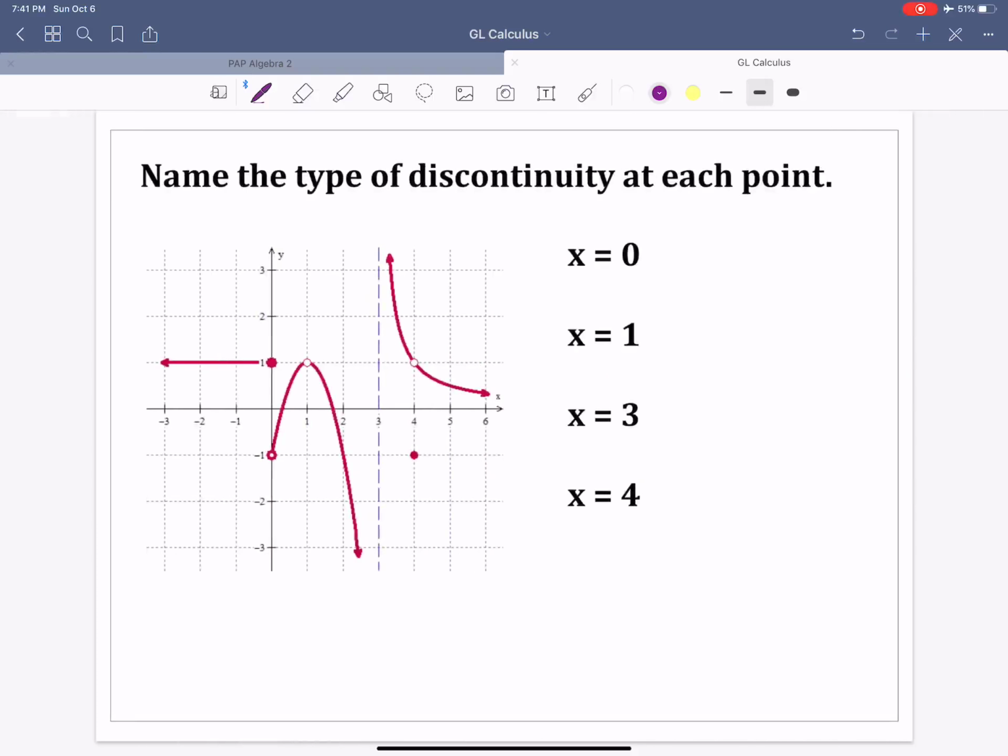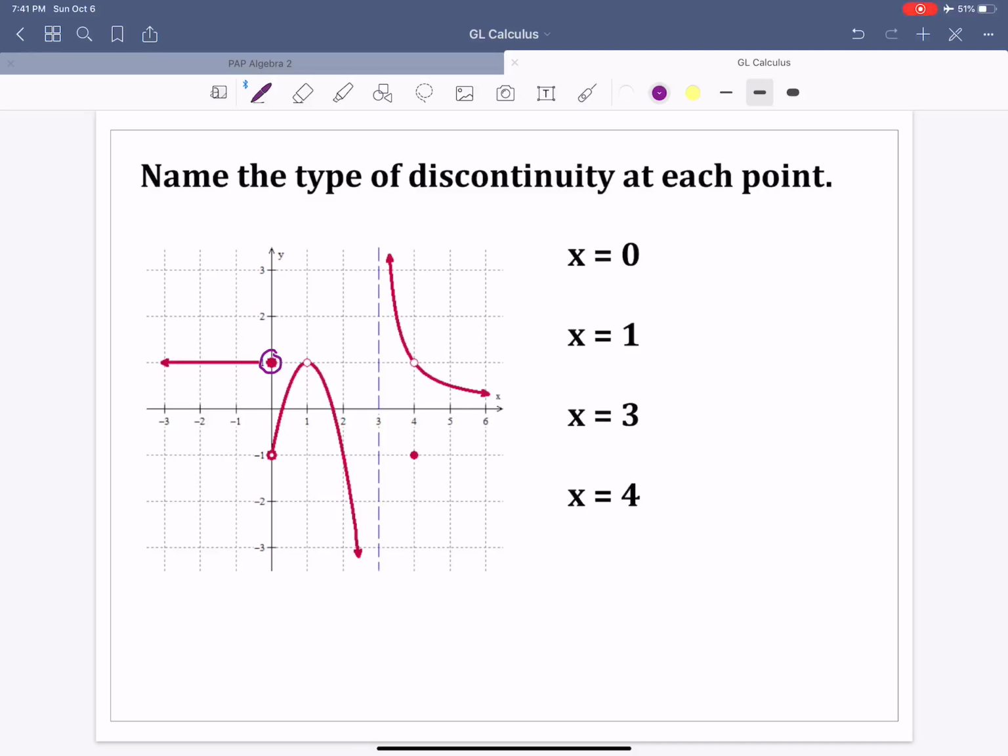Okay. So what we're going to look at next is the types of discontinuity, okay? So take a look at this graph and then take a look at these 4 x values, okay? So let's look at x equals 0. So if I go and I find where x equals 0, okay, that's this section right here, okay? So when x equals 0, what we look for here is, number 1, is the function defined at x equals 0? And the answer is yes, the function is defined, defined as 1.